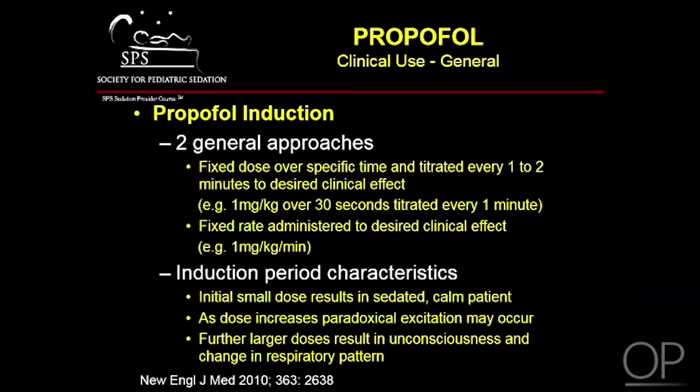The second approach uses a constant infusion until the desired clinical effect is reached. One example of this approach is to infuse propofol at 1 milligram per kilogram per minute until the patient is asleep. In general, whichever way the propofol is administered, the patient will typically go through 3 phases during induction. The initial small dose of propofol reaching the patient is often associated with a calming effect. As the dose is increased, paradoxical excitement, movement, and crying may occur. In the final phase, loss of consciousness occurs and is accompanied by a change in the respiratory pattern.